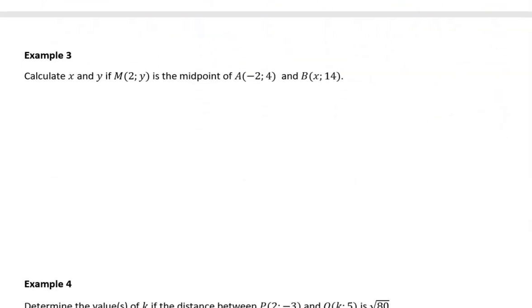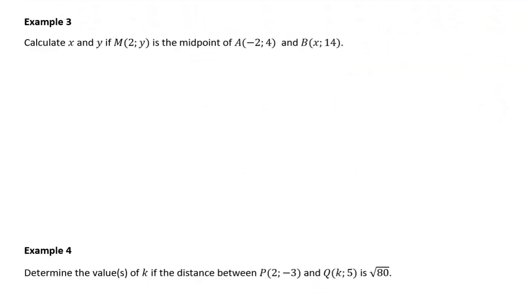Right, so those are the basics. So let's move on to things a little bit more tricky. Next question says, calculate x and y if M is the midpoint of AB. So this is a more tricky question only because I've given you some of the midpoint and you have to work back to x. So here is where you have to work with the formula.